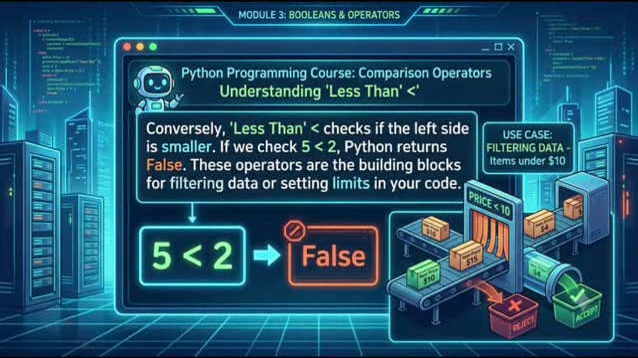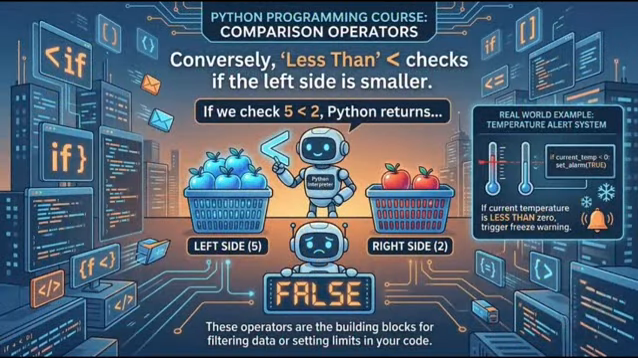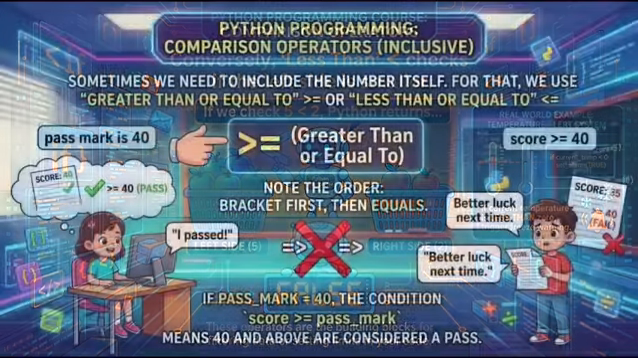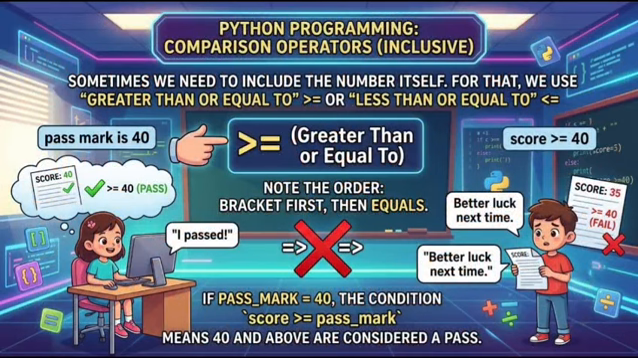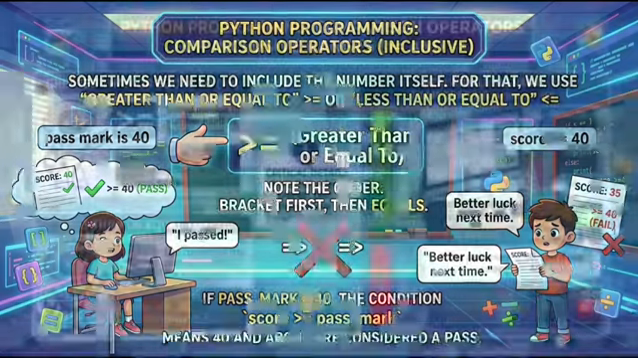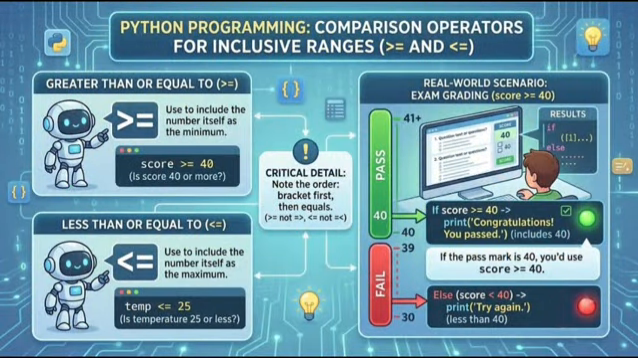Conversely, less than checks if the left side is smaller. If we check 5 < 2, Python returns False. These operators are the building blocks for filtering data or setting limits in your code. Sometimes we need to include the number itself. For that, we use greater than or equal to (>=) or less than or equal to (<=), for example <= 40. Note the order: bracket first, then equals.